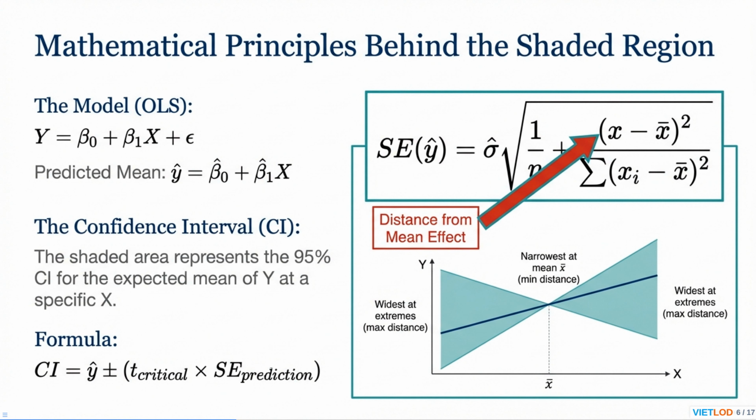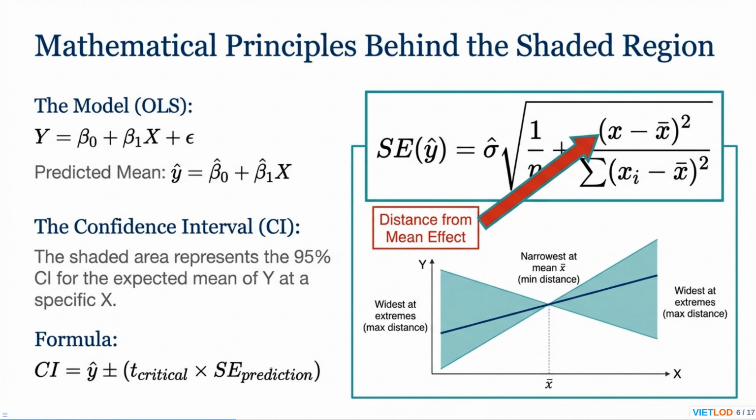Looking at the standard error formula, the term x minus x bar squared is critical. This term demonstrates why the confidence interval has that distinctive bow tie shape. The further an x value is from its mean, x bar, the larger this term becomes, which in turn increases the standard error and widens the interval.